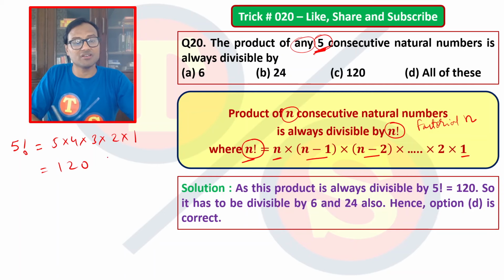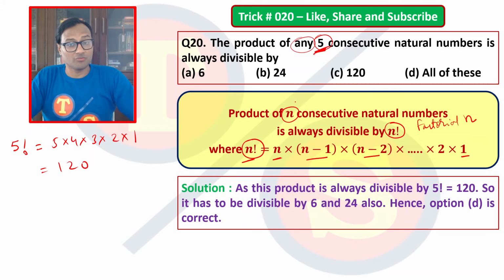On simplification, it comes out to be 120. So we can easily understand that this product is divisible by 120. But should I mark the answer as option C? I will say no. Look at the other answer options very carefully.